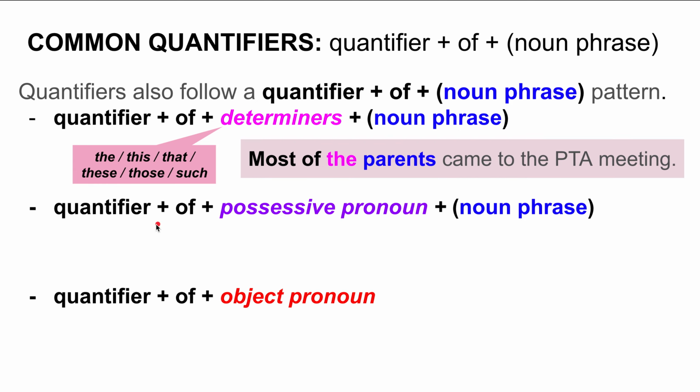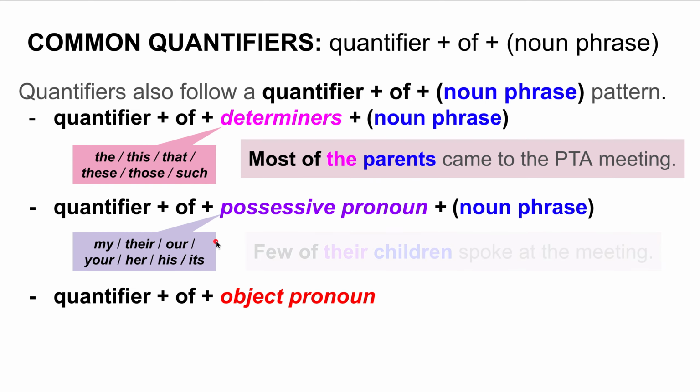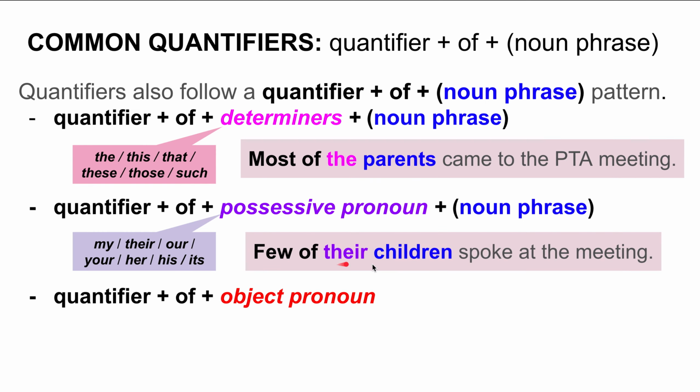Let's look now at this pattern using a possessive pronoun. What is a possessive pronoun? My, their, our, your, her, his, its. Let's look at an example of this. Few of their children spoke at the meeting. Here, the quantifier is few. We have of. The possessive pronoun is their. And the noun phrase is children.